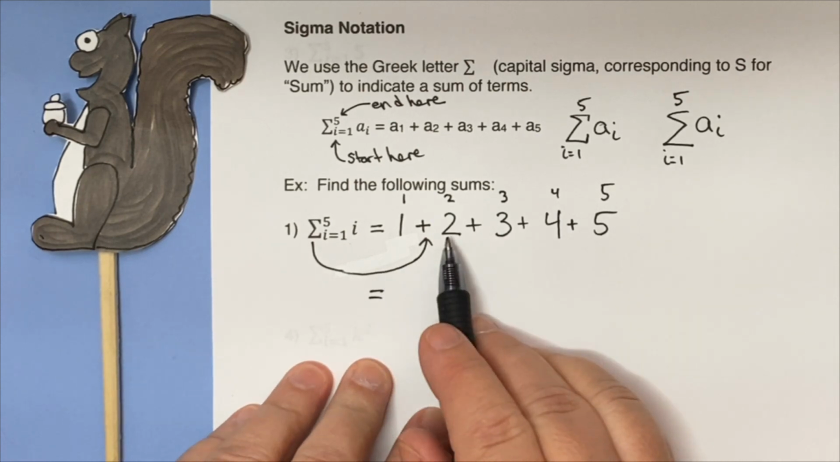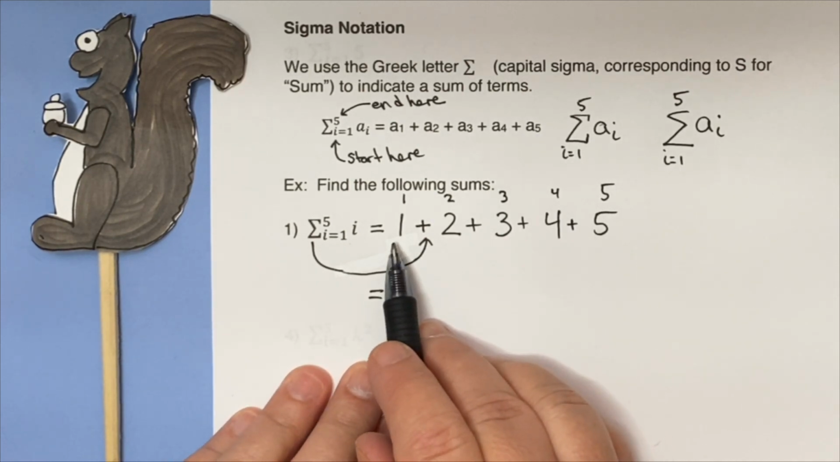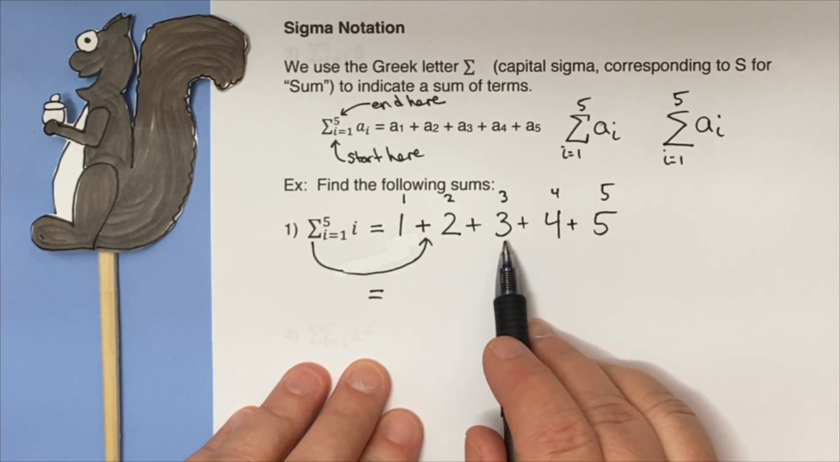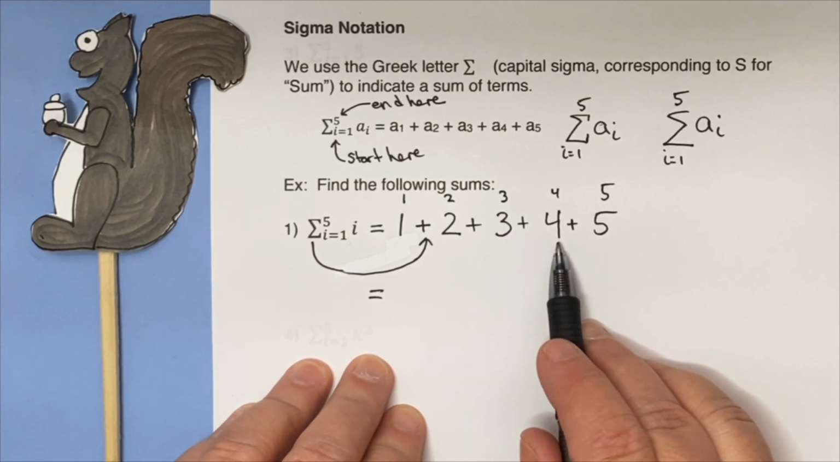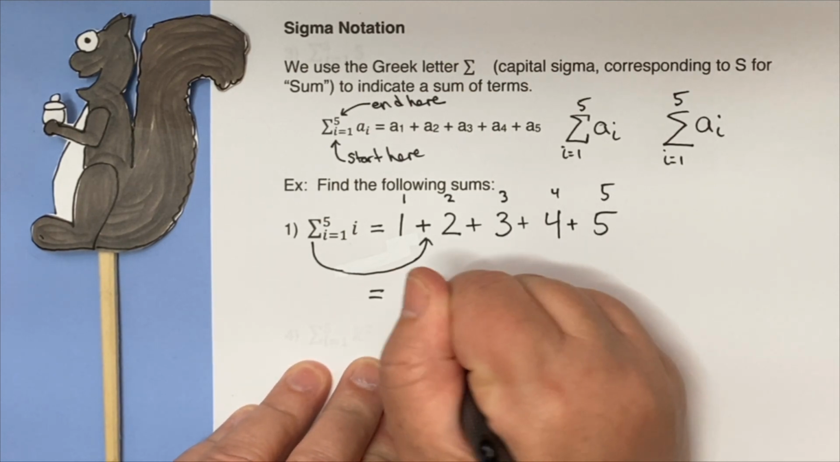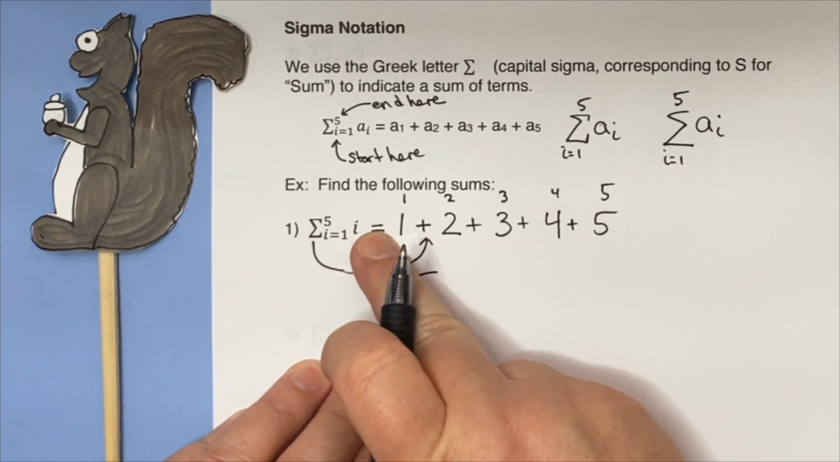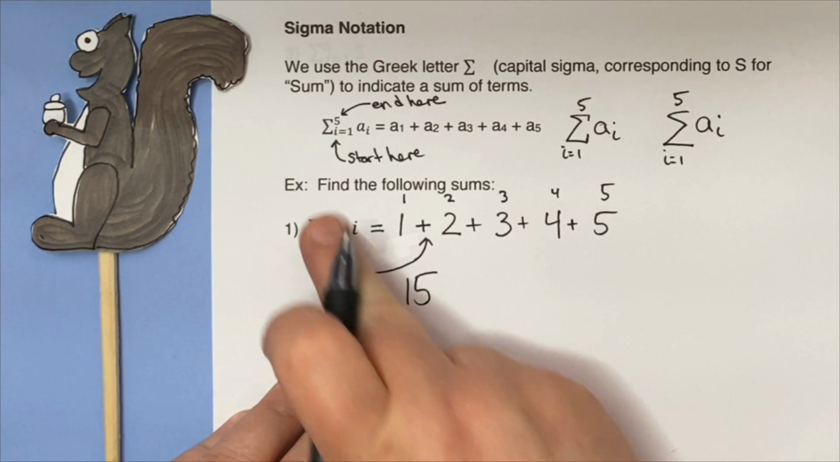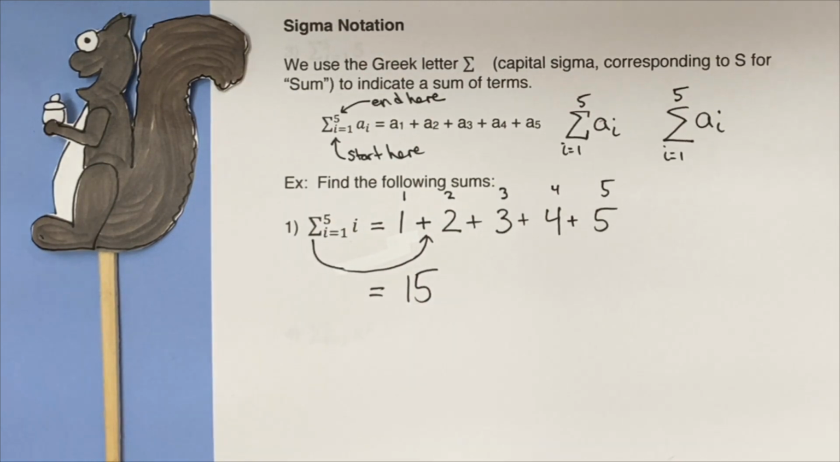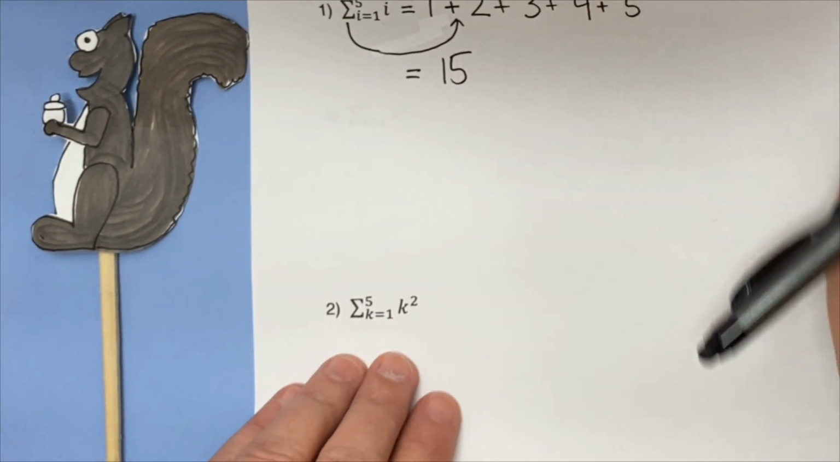So that's 1 plus 2 plus 3 plus 4 plus 5. That's 3 plus 3 is 6 plus 4 is 10 plus 5 is 15. So that's the sum of I stepping through I equals 1 through 5. Okay, so that's nice. Let's try another one.